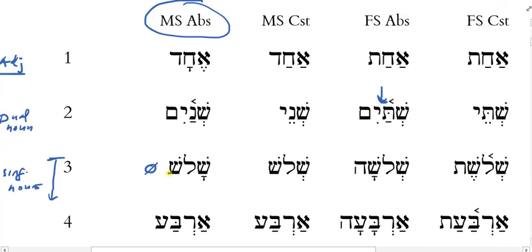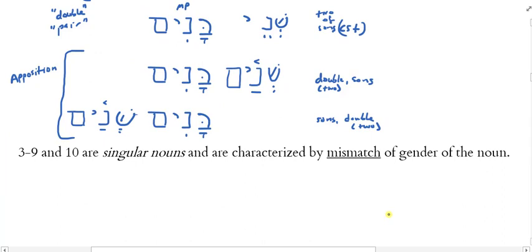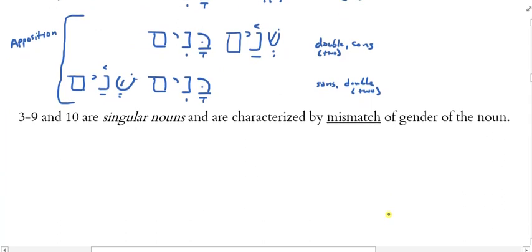Okay? Now, I say this simply to point out that we do have forms that, at least from the way they look, are masculine with no ending, shalosh, arba, 3 and 4, and feminine, shalosha and arba'ah. Those forms look like they have endings. But what's going to happen in Hebrew is the form that I expect to go with a masculine noun is going to be the feminine form of the number for the numbers 3 through 10. All right? So these numbers 3 through 10 are characterized by gender mismatch.